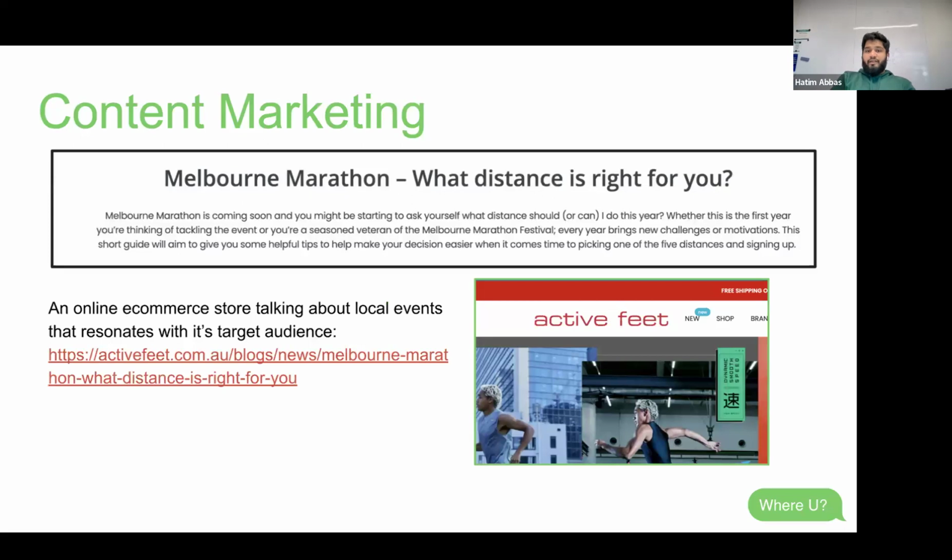Next up, content marketing. This one we have an example of activefeed.com.au. These guys are obviously a Melbourne-based store. They sell shoes online as well. But what they've done is produce a blog for the Melbourne Marathon, writing location-based or event-based blogs for certain locations as well. It's a really good way to promote your content.